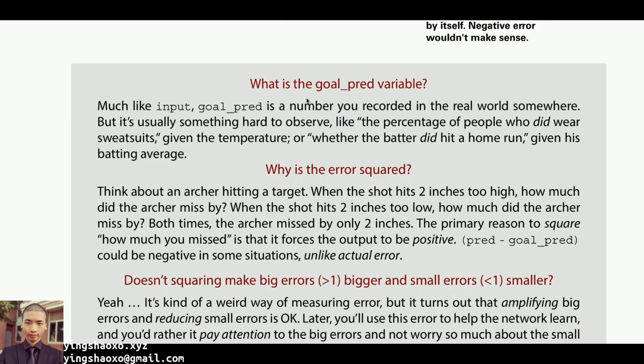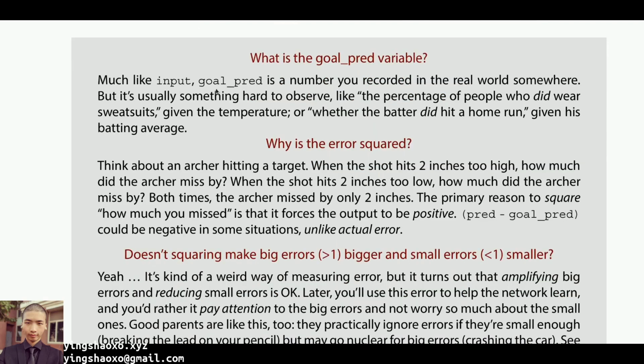Okay. What is the goal prediction variable? Much like input, goal prediction is the number you recorded in the real world somewhere. But it's usually something hard to observe, like the percentage of people who did wear sweatshirts given the temperature, or whether the batter did hit a home run given his batting average.